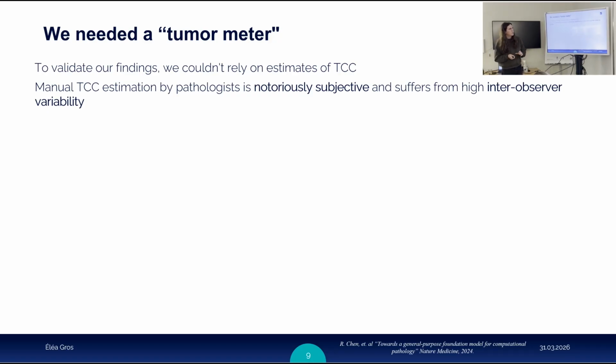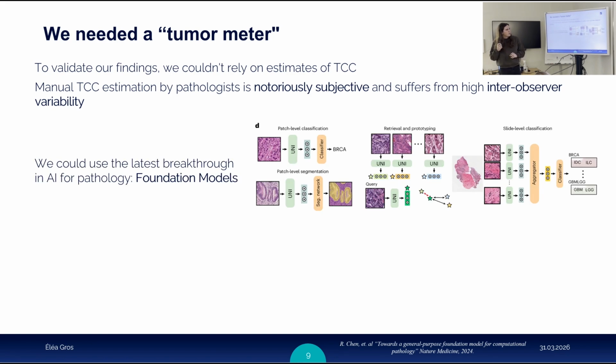The first idea was to use it for the ORAO project, because to validate the findings that we have with ORAO, we cannot rely on estimates of this tumor cell content and on these broad classes. On top of this, we know, and it's been shown in literature, that the estimation by pathologists is subjective and there is a high inter-observer variability. So there was a need to standardize the method that we were using. So to solve this problem and to get estimates directly, we propose to use foundation models.